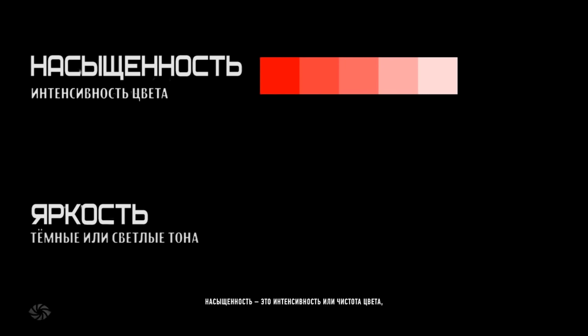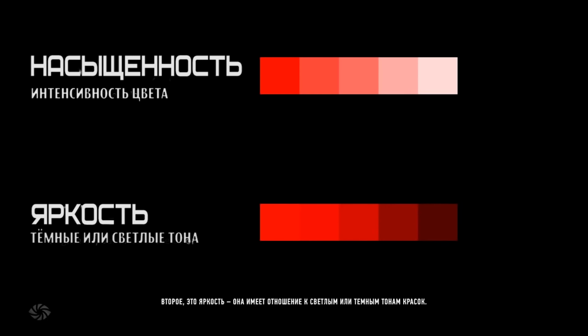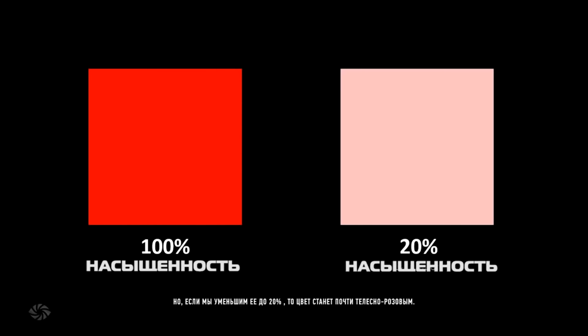Saturation is the intensity or purity of the color, and it's one of the biggest culprits when it comes to ugly color work. The second is value, which refers to the brightness or the darkness of the color. So, let's have a look at these. On the left here, 100% saturation, really hard to look at. But tone it down to 20% and it becomes almost a pink fleshy color. Again, I haven't adjusted the color at all, but just changing the saturation gives you very different results.